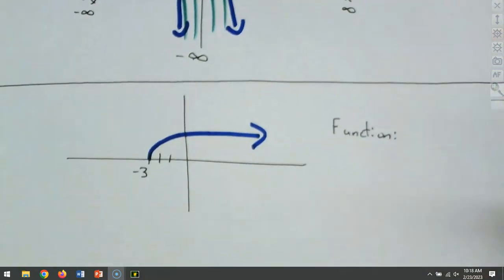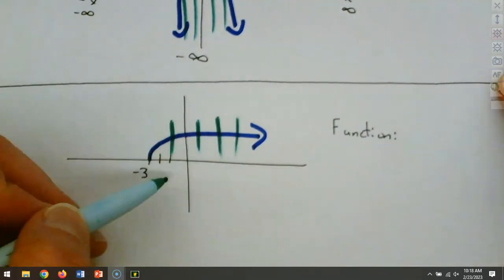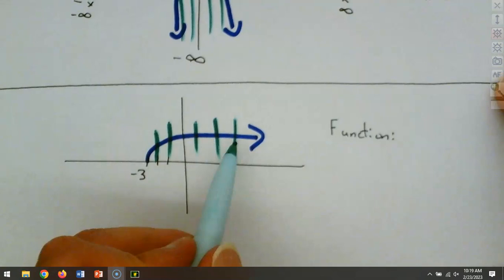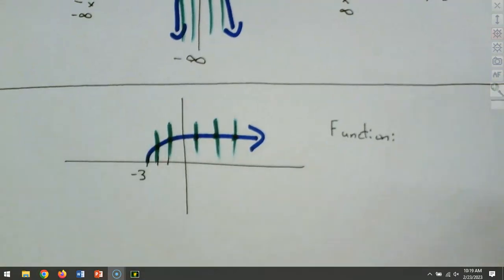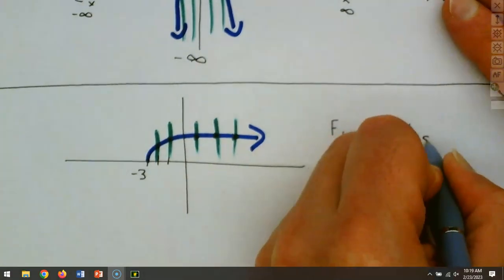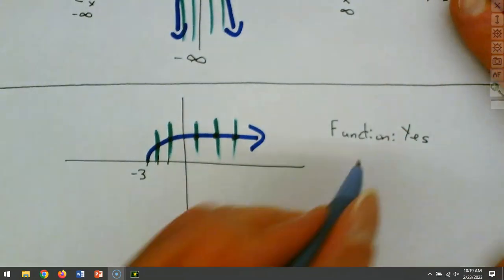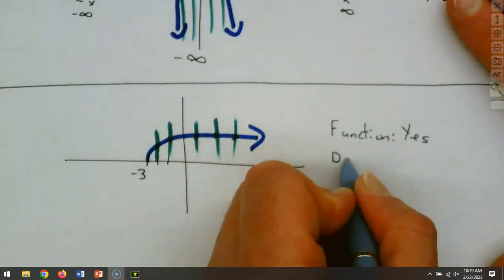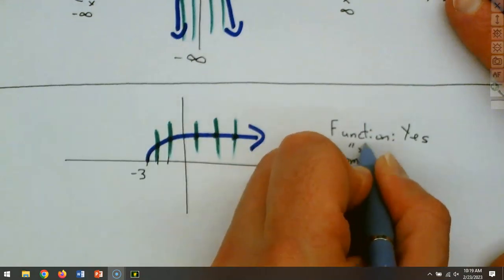Is this going to be a function? Yes or no? Let's draw vertical lines again. Each line touches the blue graph at what? Only one point. If it touches at only one point, then yes, it is a function. What about the domain? Now we have to be careful with the domain. A little bit different from the last one.